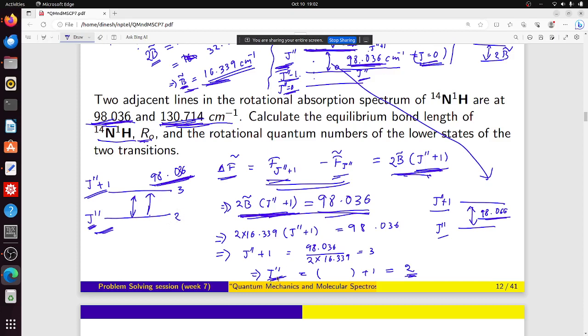If we solve this, we are getting J double prime to be 2. So J double prime plus 1 will be 3, right? So this is this much energy, or in terms of wave number, this much energy will be absorbed for the transition from 2 to 3.